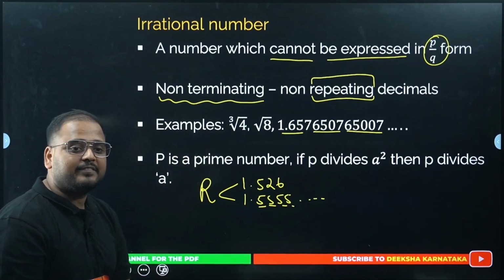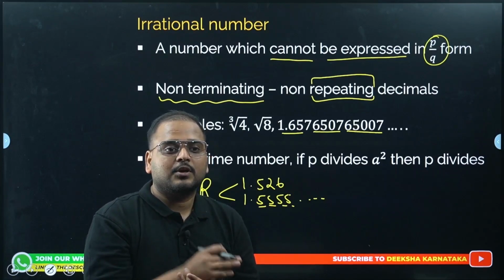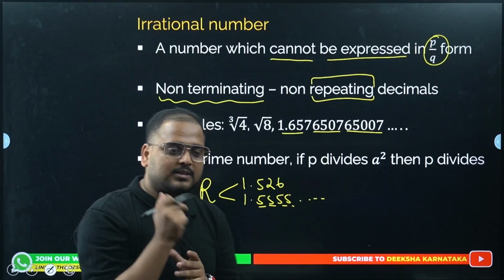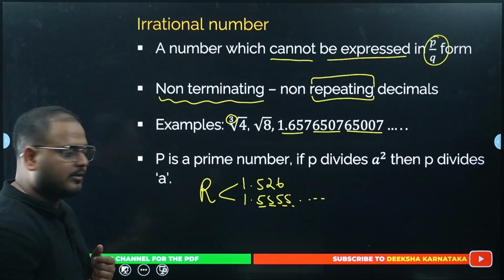Other forms that we have: square root of imperfect squares, cube root of imperfect cubes. Let's see. Cube root of 4. Write this as 2.